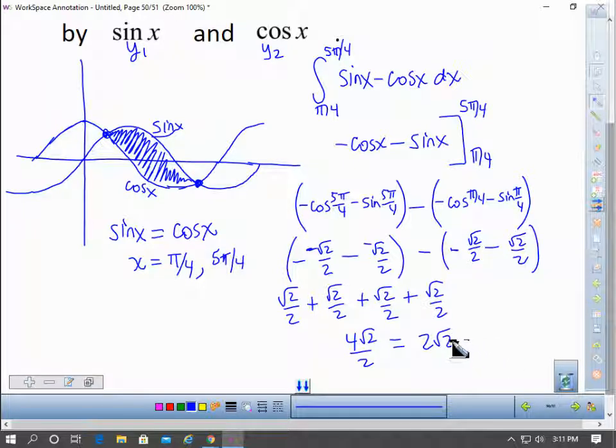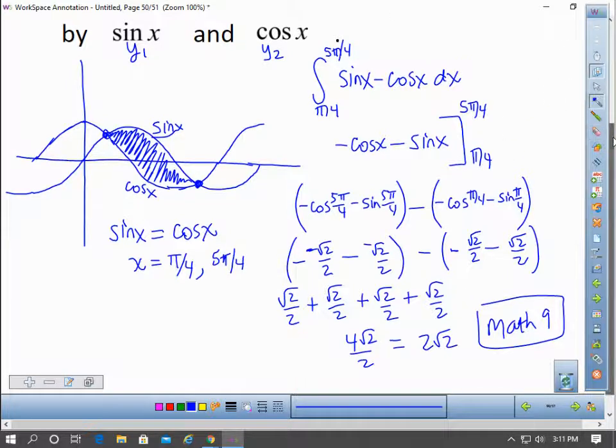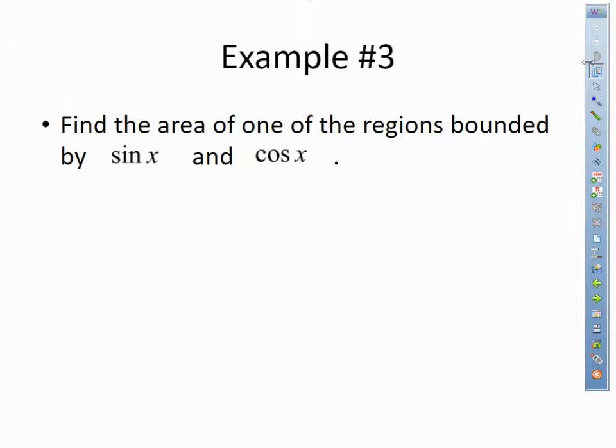Because the square root of 2 is 1.414. So if you double that, that'll be 2.828. So you can math 9 it, but then just be sure you double check your answer, because we can leave this as 2 radical 2. We don't need to simplify it to a decimal or anything. But you can always double check your answers by math 9.